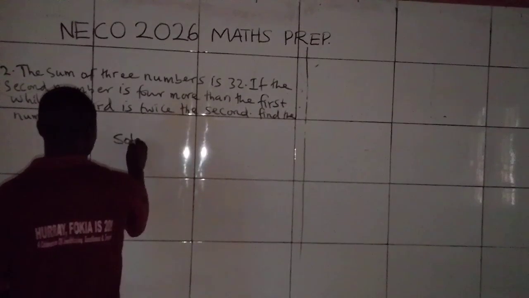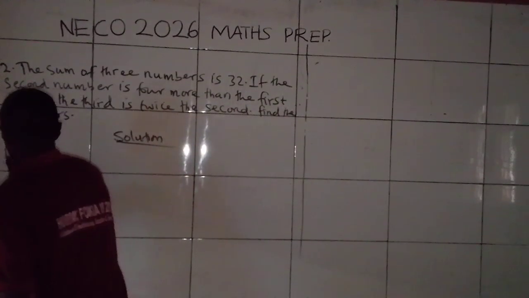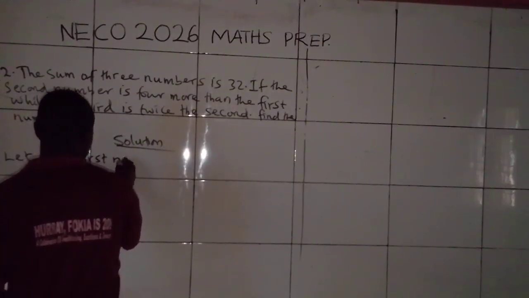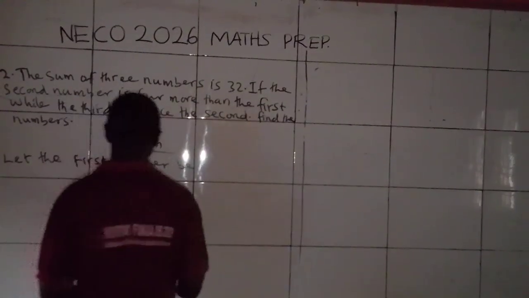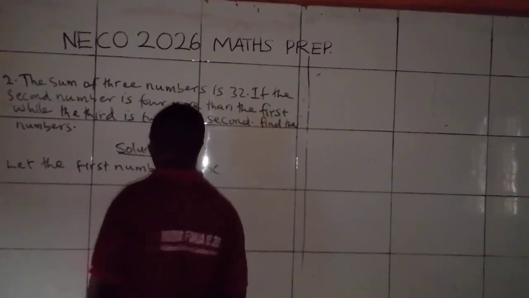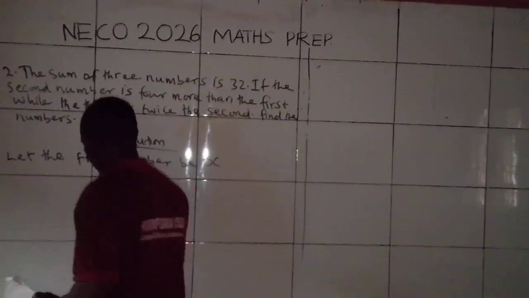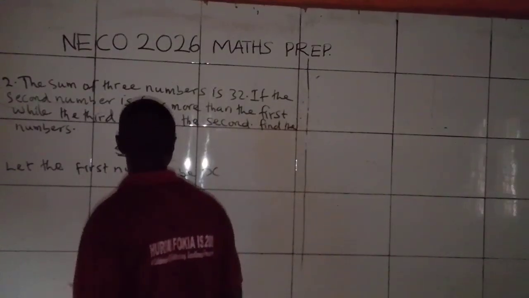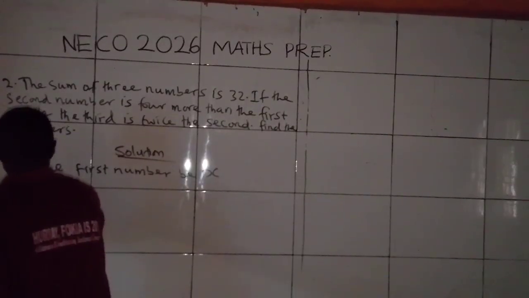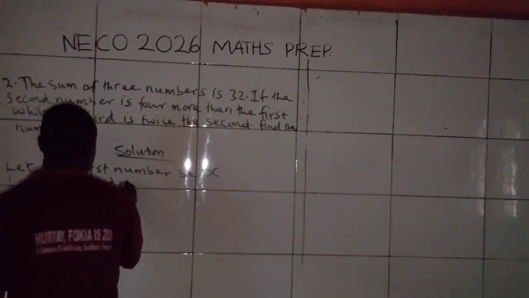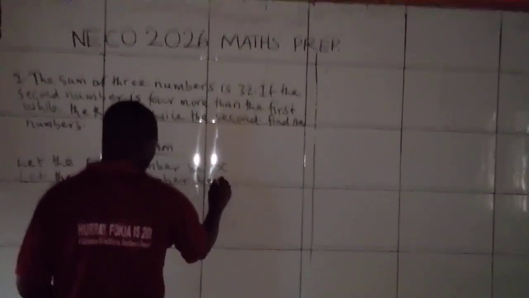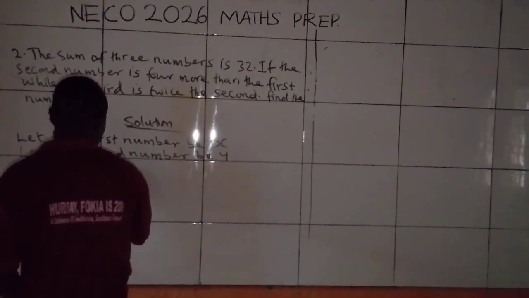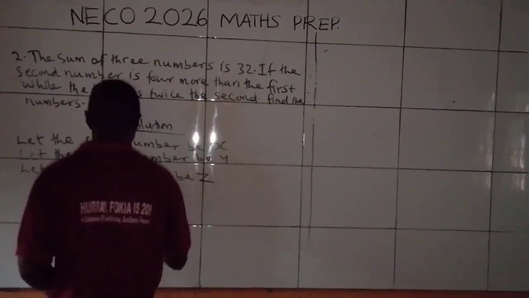Now, let the first number be x. And if the first number is x, now it means that the second number, which is 4 more than the first number, so let the second number be y, and let the third number be z.